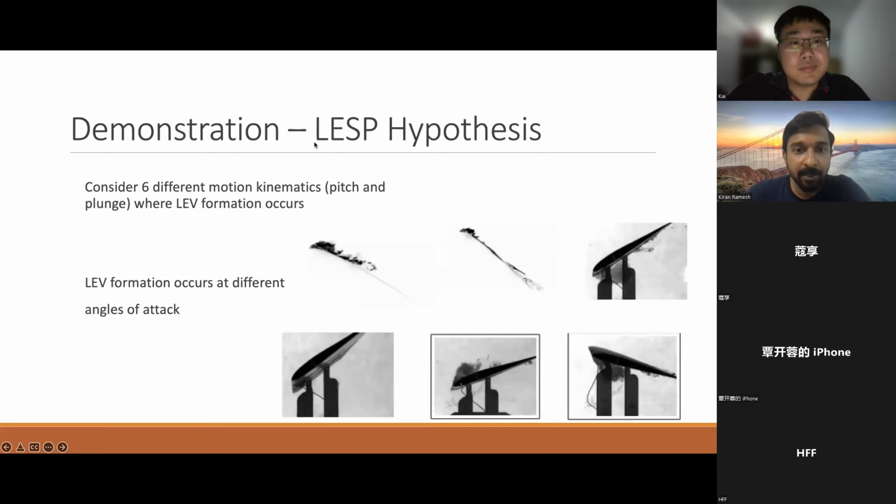So let's show a demonstration of how this works. Here we are considering 6 different motion kinematics, combinations of pitch and plunge, where leading edge vortex formation occurs. Those are the 6 figures shown over here from experiments. And these different cases are all at different amplitudes, different frequencies, and so on. So the leading edge vortex formation happens at different angles of attack.